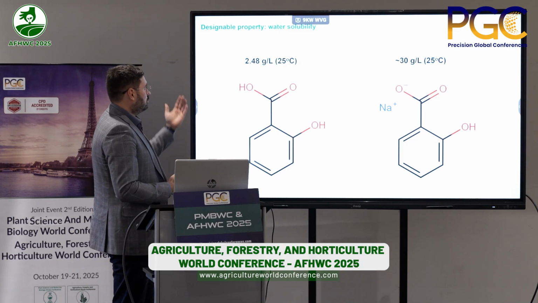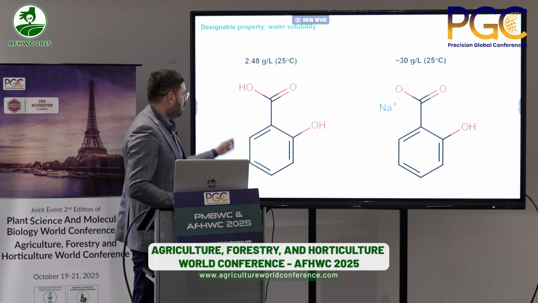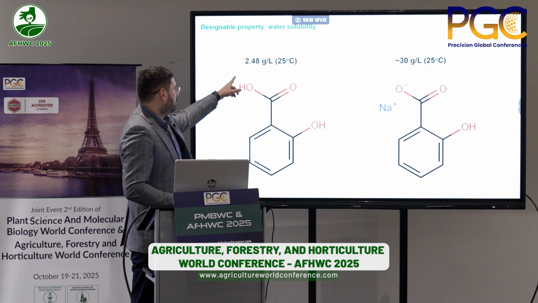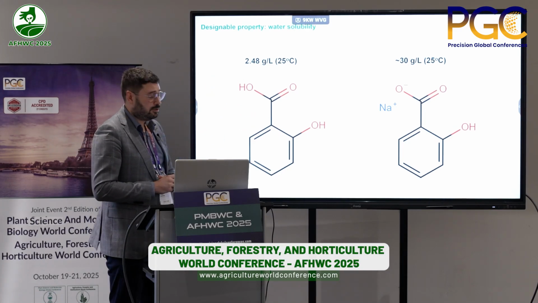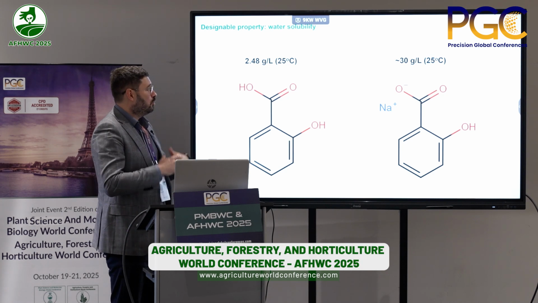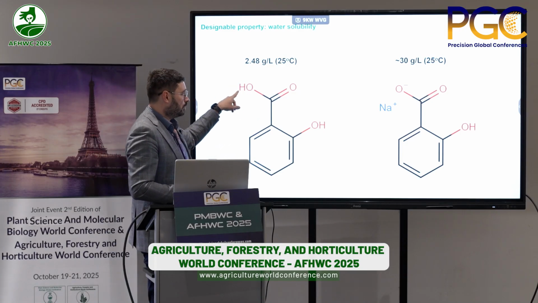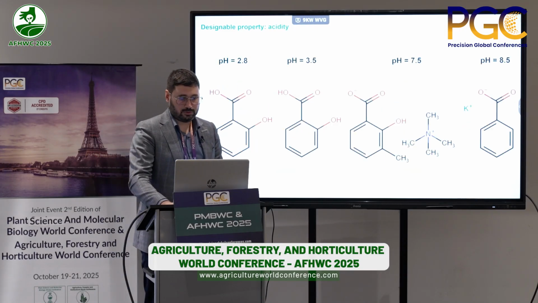This is an example of salicylic acid and its sodium salt, sodium salicylate, and the property which we can design is water solubility. At 25 degrees Celsius, salicylic acid can dissolve at 2.5 grams per liter, but if we want to increase the water solubility, we should change the chemical structure from the carboxylic group to its sodium salt.